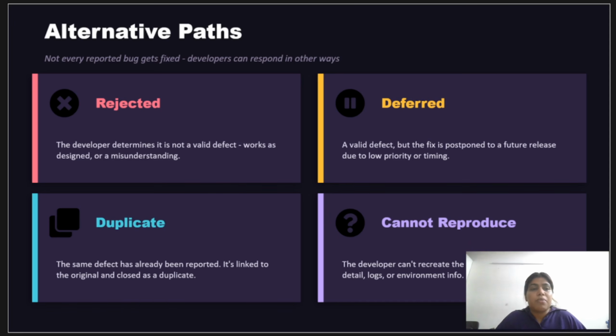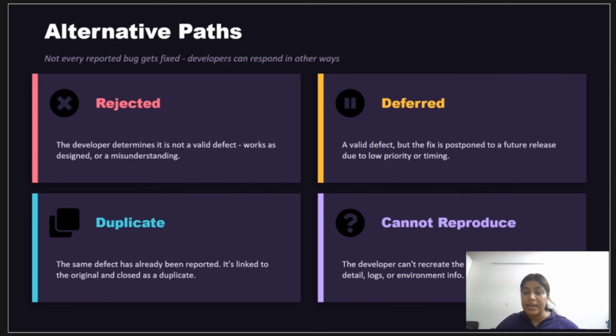Now let's look at some alternative paths, because in the previous slide I said that not every reported bug gets fixed. Developers can respond in other ways. The happy path is ideal, but a developer reviewing a new bug has other options besides fixing it. The first one is Rejected. This is actually not a defect. It is working as designed, or a misunderstanding.